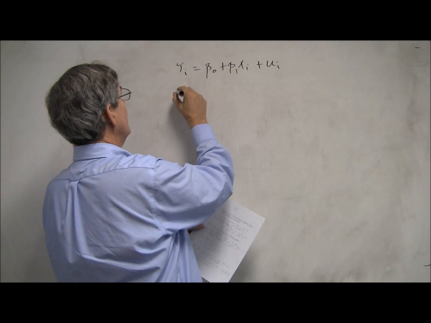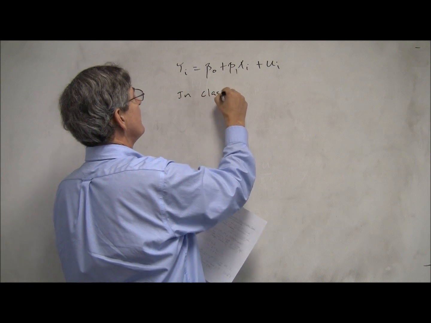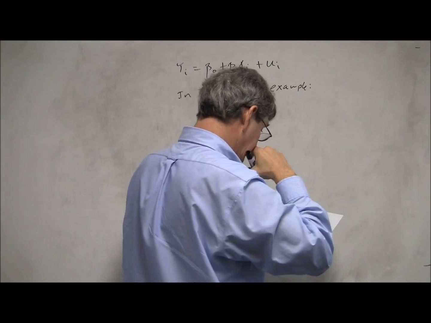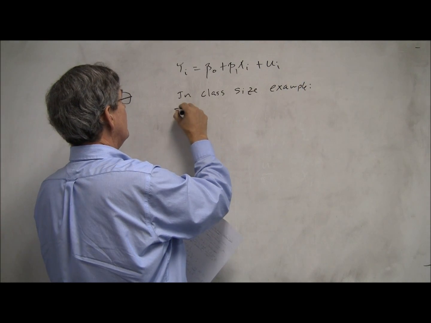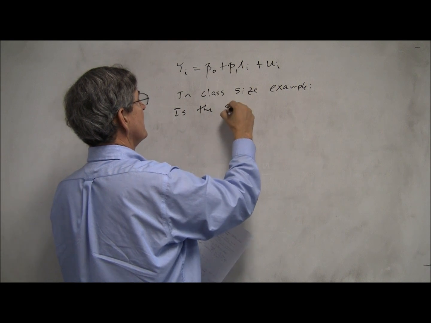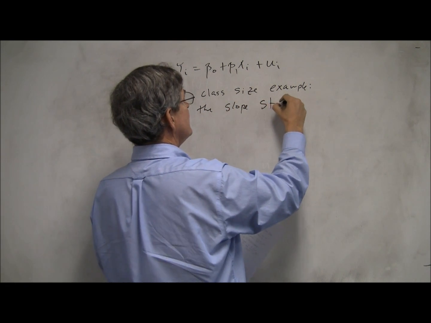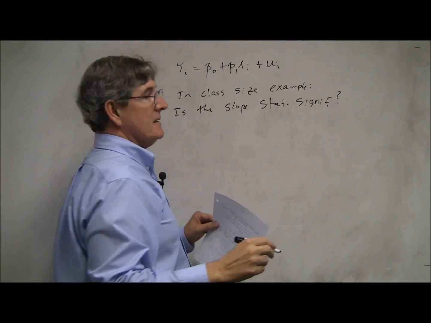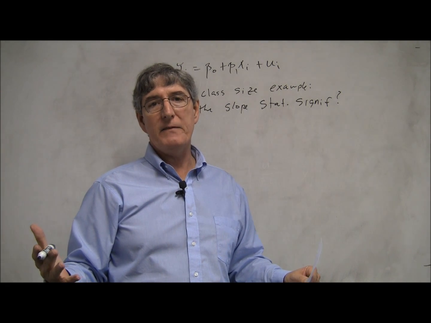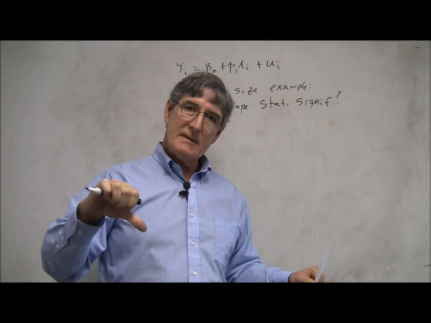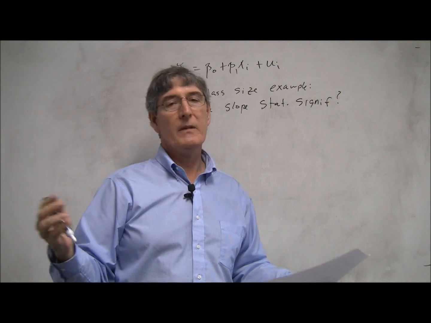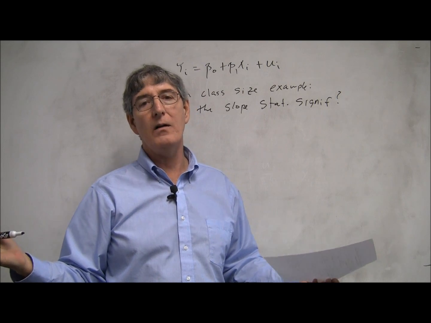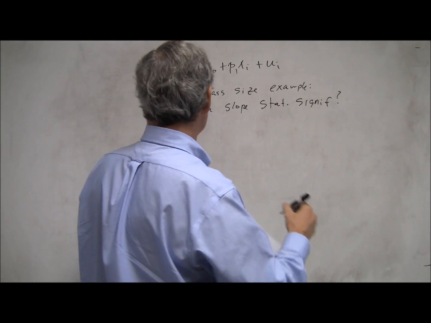For example, in the class size example, is the slope, beta 1, statistically significant? That is, is it statistically significant that when class size goes up, test scores go down? Or is that an insignificant result, or we really can't say there's a relationship there at all? So we can formalize that.